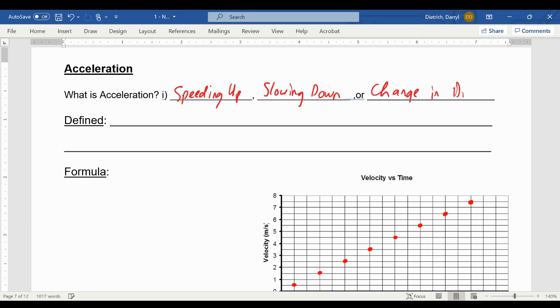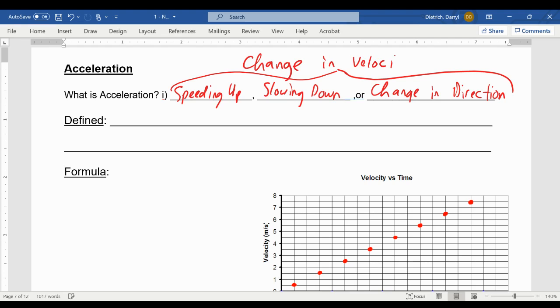Change in direction: if you're sitting on the bus or in a car and you go around a corner too fast, you feel like the car is pushing on your body. Well, that's exactly what it's doing, and it's helping you to change direction. Really, all three of these things mean that you are experiencing a change in velocity. If you change your speed, which is the number part of velocity, or if you change the direction of your motion, you're changing your velocity, and if that's the case, you are accelerating.